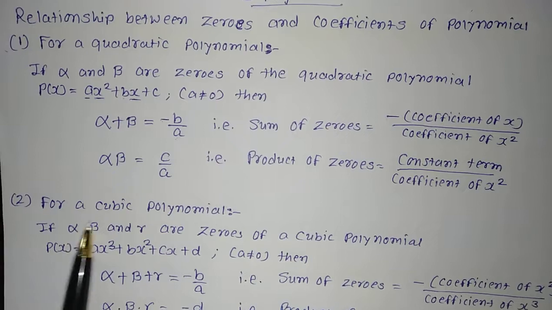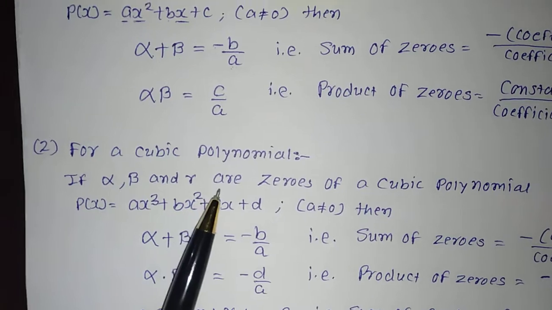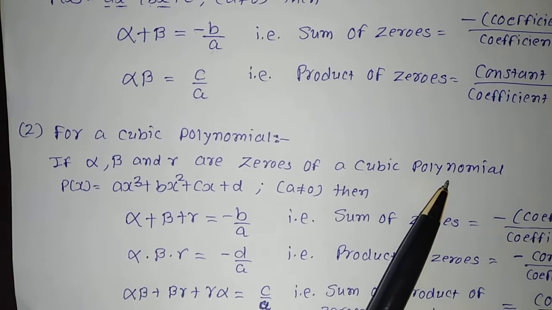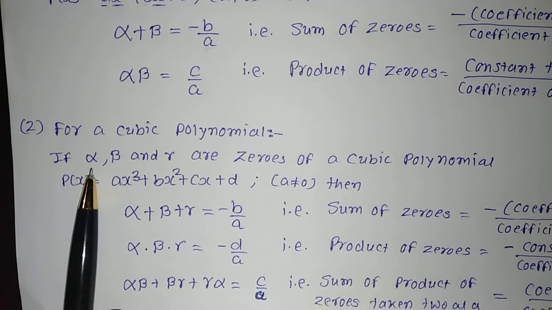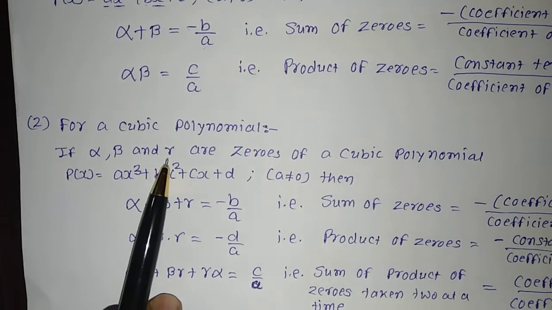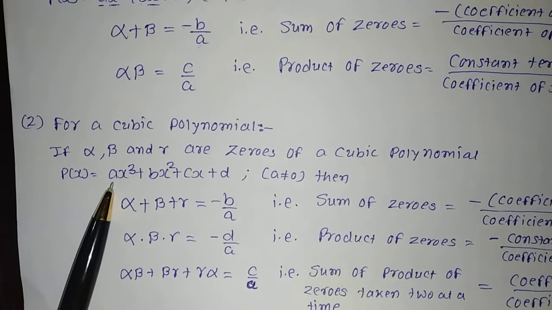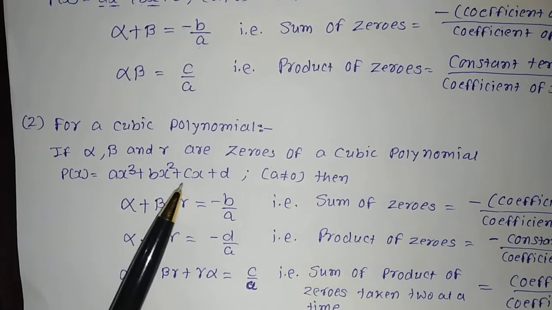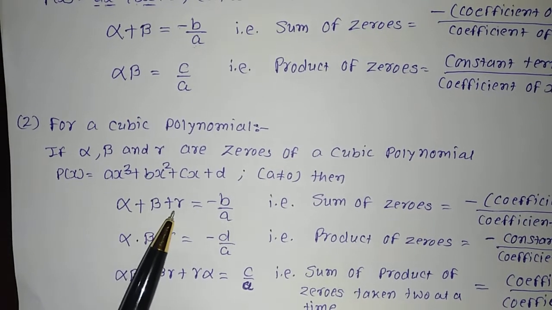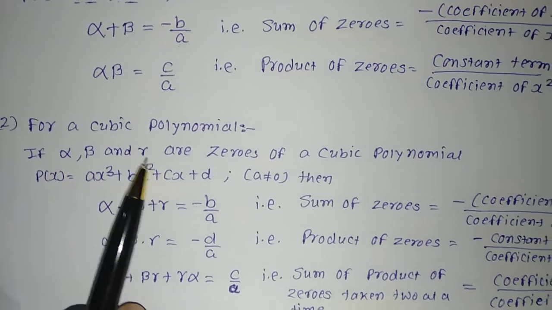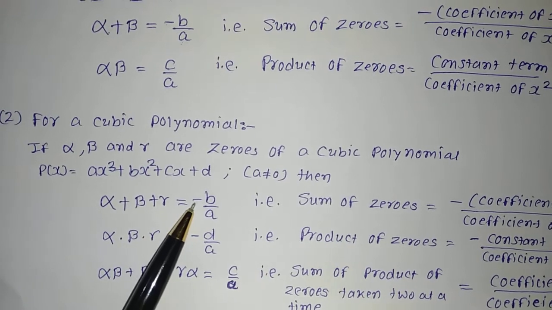Now let us see for the cubic polynomial. If alpha, beta and gamma are zeros of the cubic polynomial, as a quadratic polynomial has two zeros, for the cubic polynomial there must be three zeros, that is alpha, beta and gamma. The cubic polynomial p of x is equal to ax cube plus bx square plus cx plus d, where a is not equal to 0. Then alpha plus beta plus gamma, the sum total of all the zeros, is equal to minus b upon a.